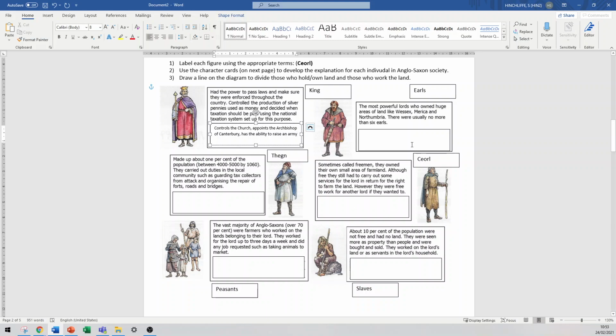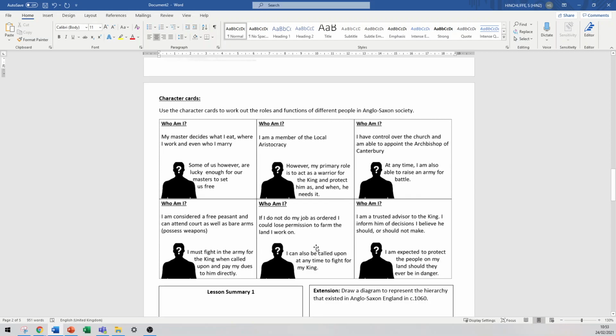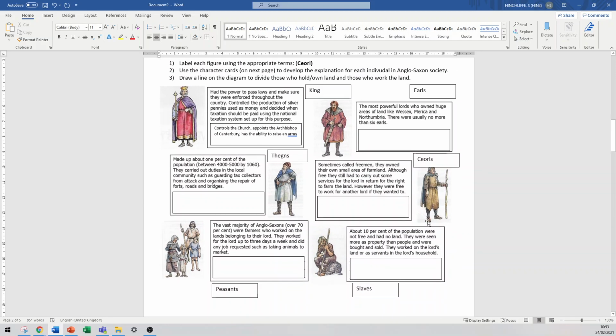So you need to try to find extra information for the earls, the thanes, the earls, peasants, and the slaves as well. So we can put that there. Okay, so pause the video, look at the character cards, and add in any extra information that you can, and then we'll look back at that in a sec. So pause the video.